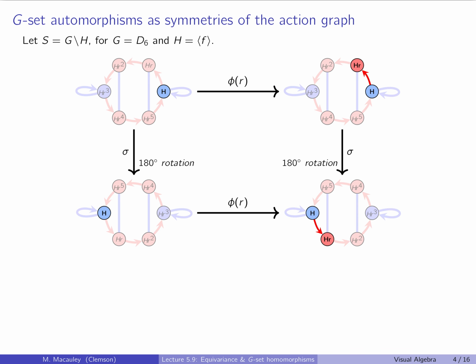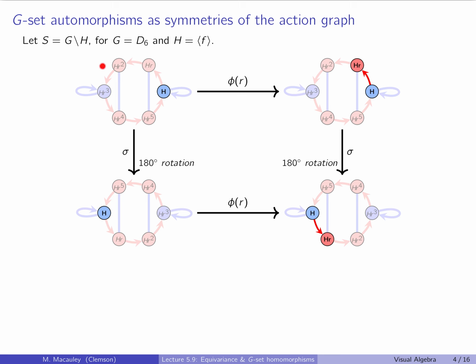Let's start with an example to illustrate the concept of a G-set automorphism. And we'll take a familiar one, G being D6 and H being the subgroup generated by F. And here's that action graph. The big idea here is that a G-set automorphism can be thought of as a symmetry of the action graph.